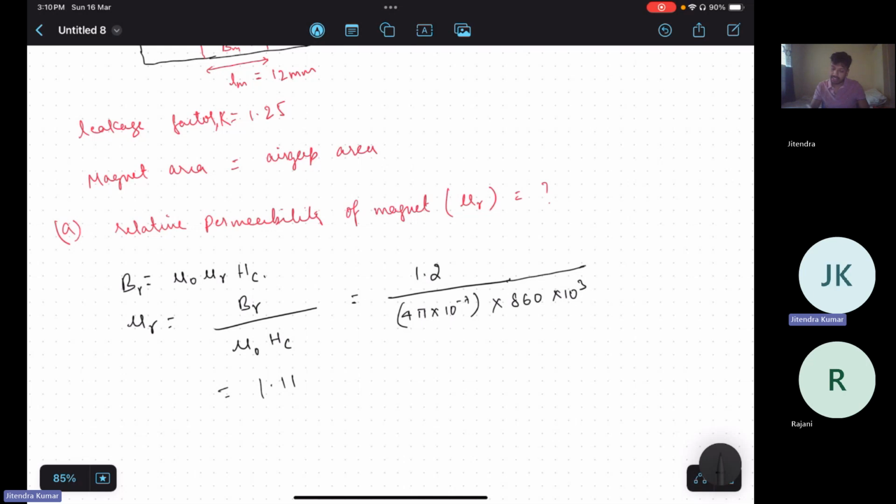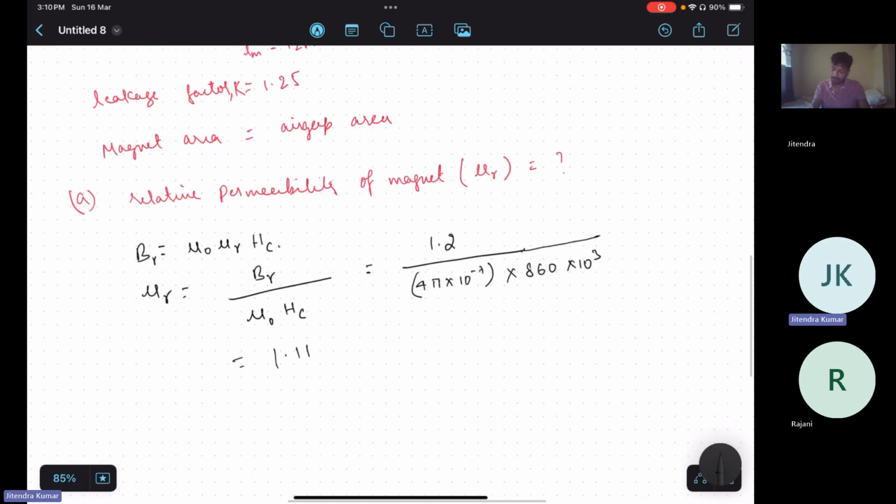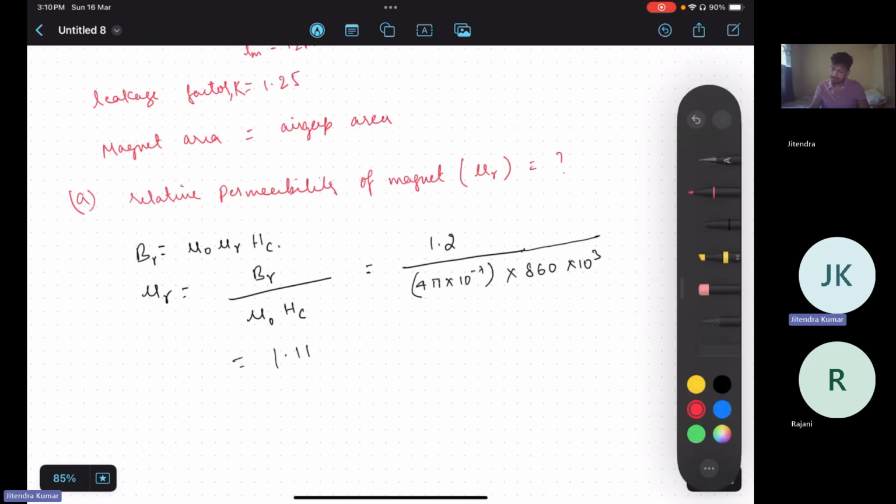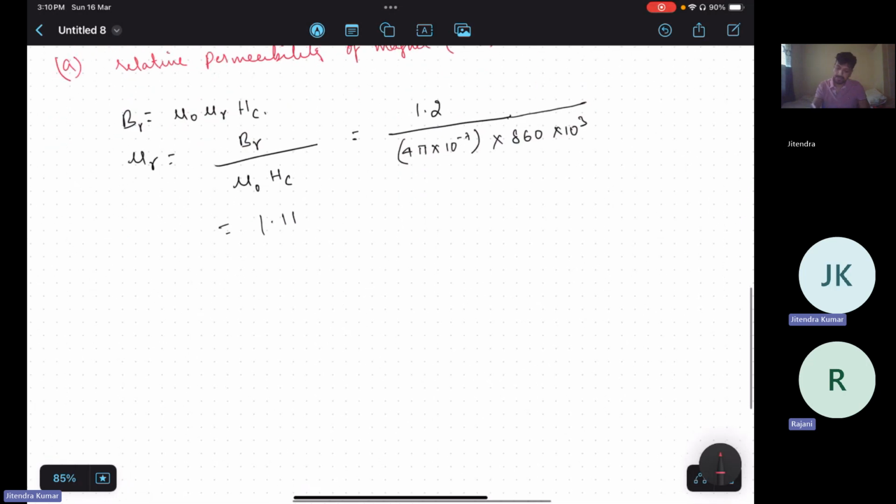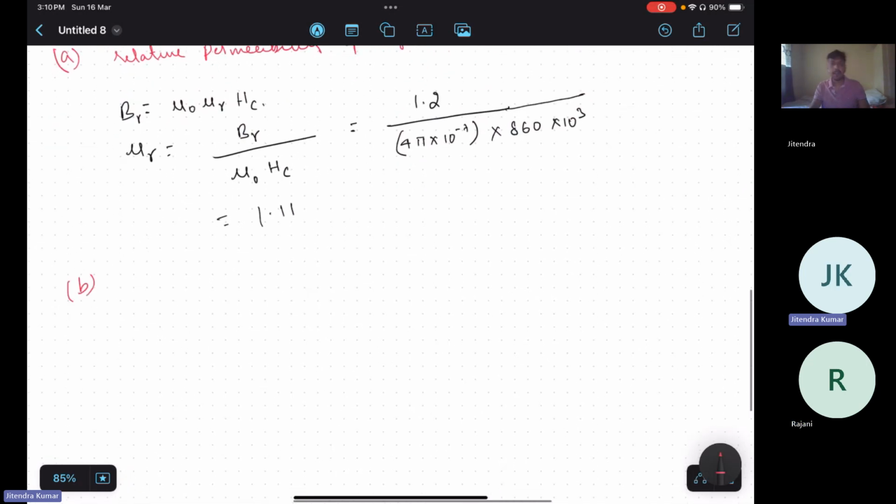Now the second part of this problem is how to calculate the no load operating flux density.